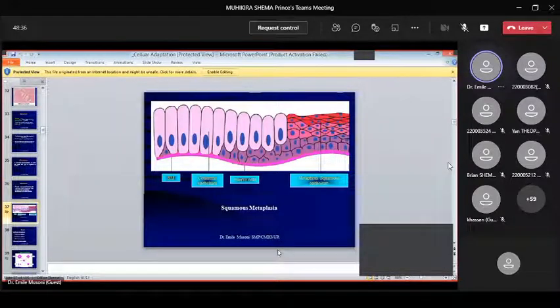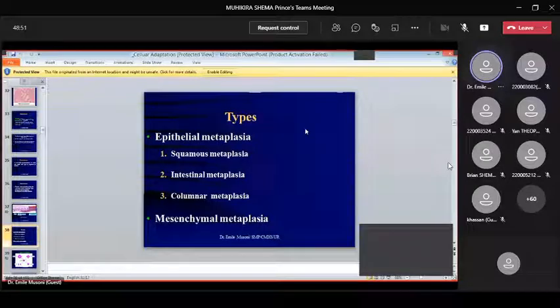For example, this one is squamous metaplasia. You see here there are some columnar cells, but now they are becoming squamous. So the types of metaplasia are epithelial and mesenchymal. For epithelial metaplasia, you have squamous metaplasia, intestinal metaplasia, and columnar metaplasia.